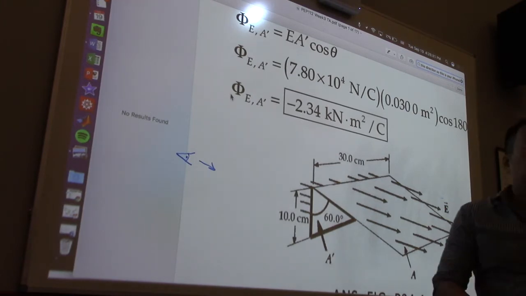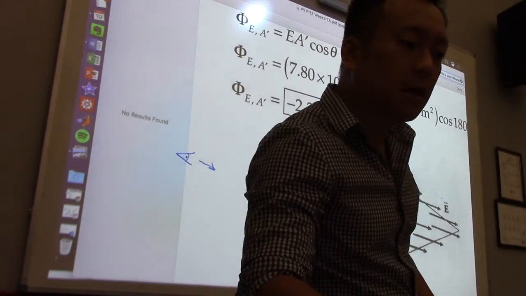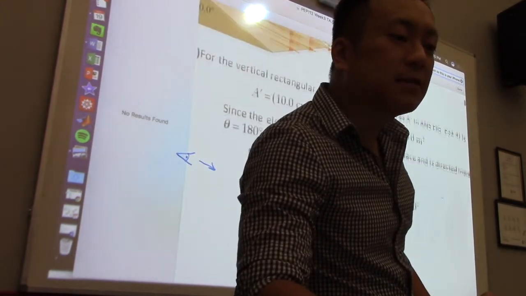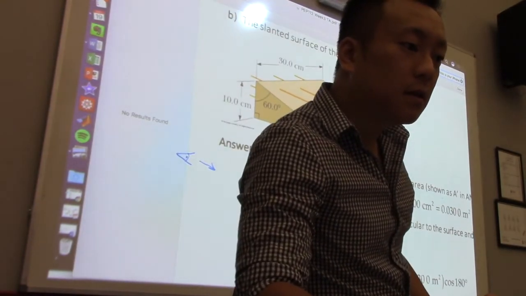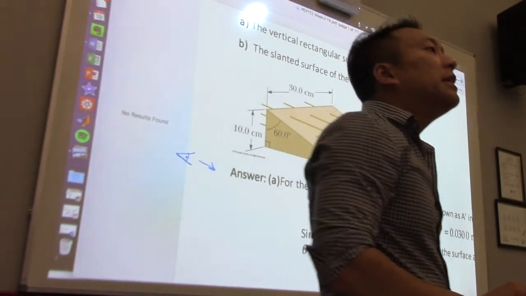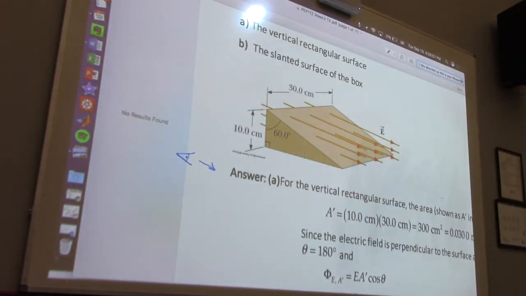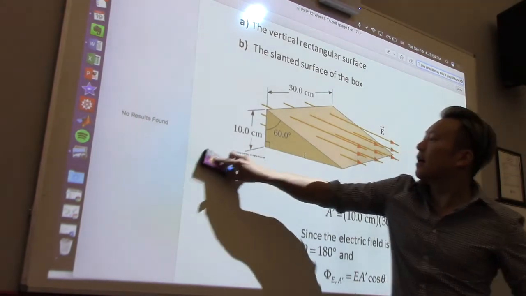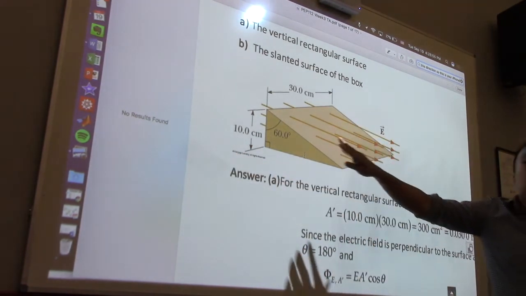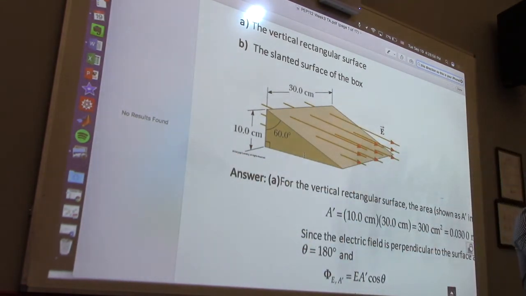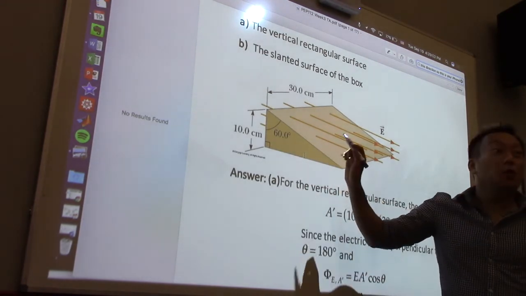Okay, so that's the first problem. And there's one more piece, which is, well, we only did those two surfaces. We only did the slanted one and then the vertical back one. What about the two sides and the bottom? Well, let's do one of the sides.